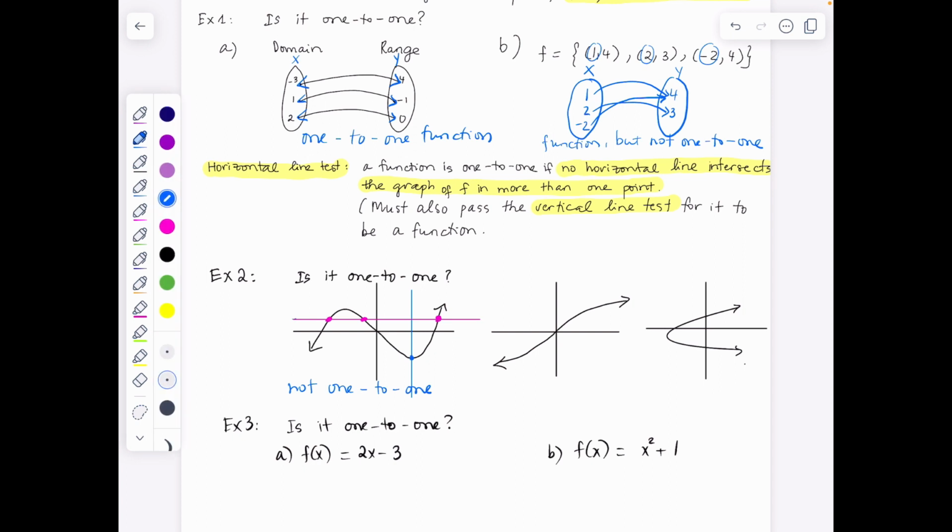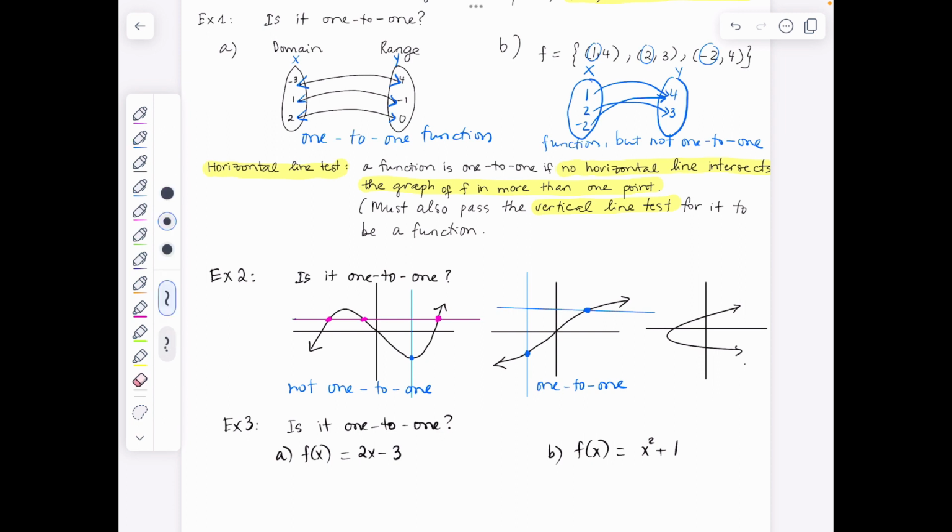In the second graph, let's do the vertical line test. It only crosses the graph at one point. If you draw any horizontal line, it will only cross at one point only. So that is also good. So this is a one-to-one function for sure.